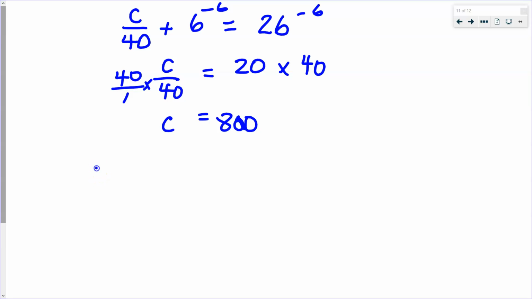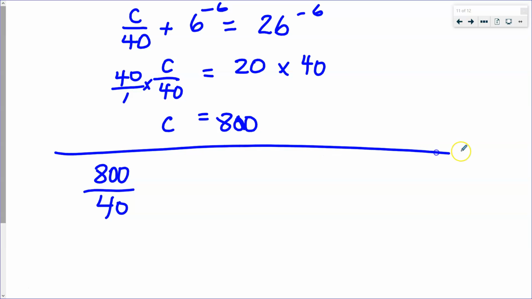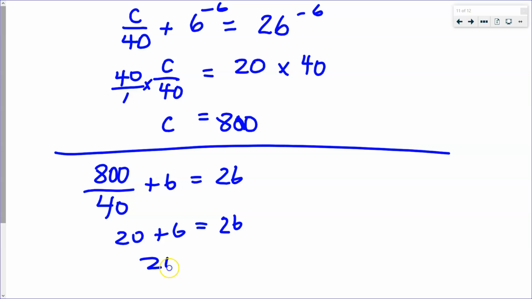All right, so let's go 800. I'm not rewriting the original this time. Over 40 plus 6 equals 26. Does it really? 40 goes into 800 how many times? 20 plus 6 equals 26. So yep, there was indeed.